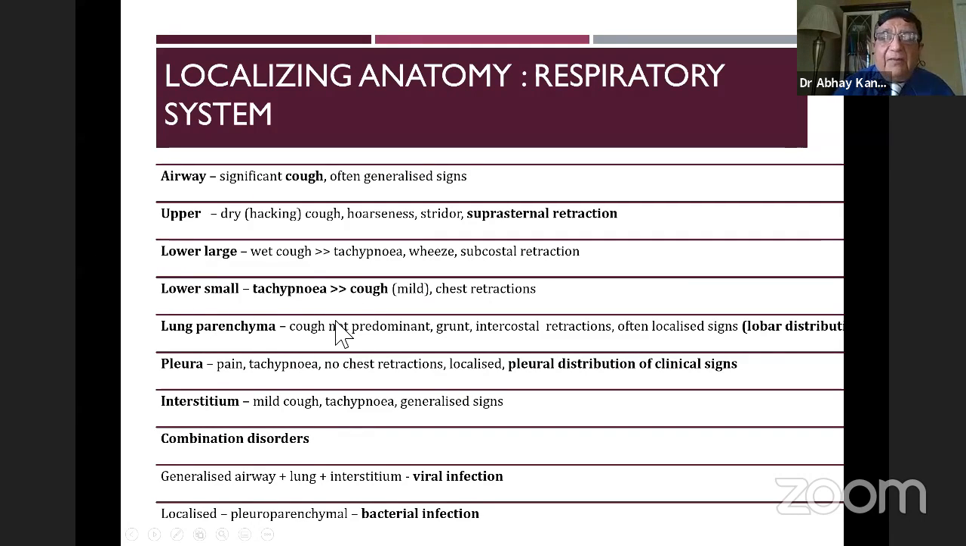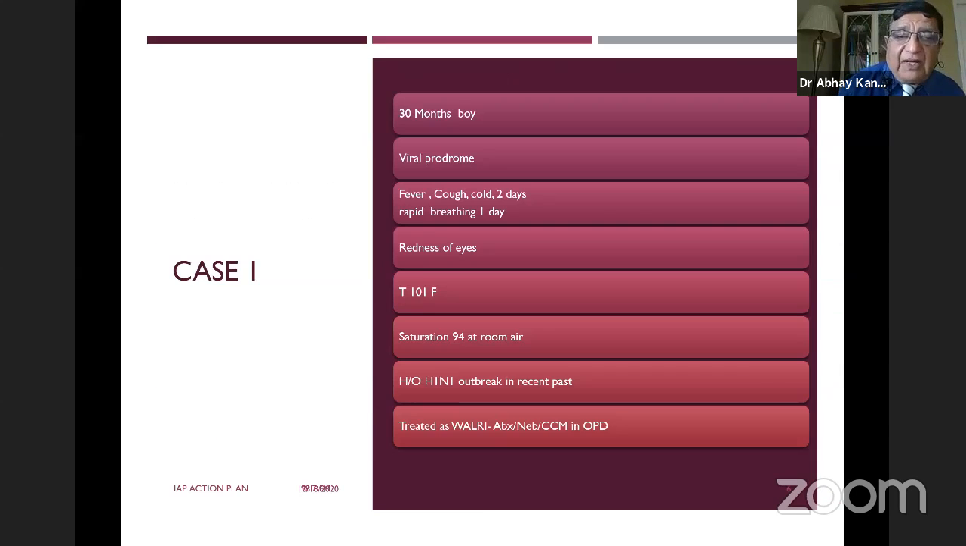There may be parenchymal and pleural involvement, and there may be involvement of the interstitium along with the parenchymal disorder. So there is a combination disorder, and when the combination disorder is there, the child may have a generalized airway disease. There may be involvement of the lung, or there may be an interstitium, and this generalized involvement of airway, lung parenchyma, and interstitium is classically seen in case of viral infection. As well as, if a localized disorder is there, then usually it indicates a pleuroparenchymal involvement, and usually you have to think of a bacterial infection.